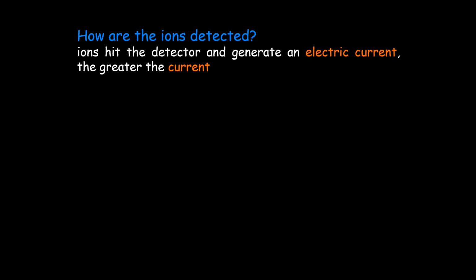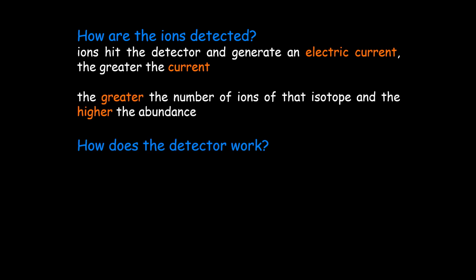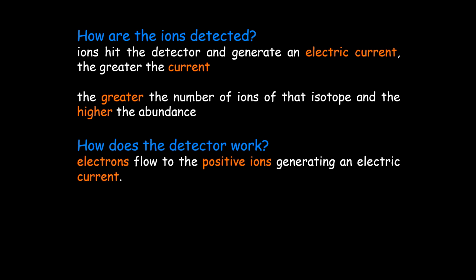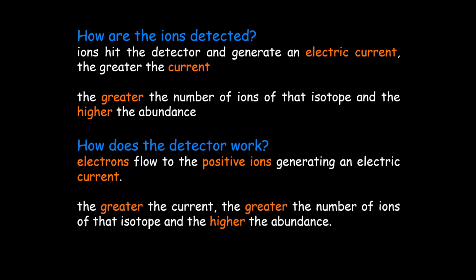Ions hit the detector and generate an electric current. Now the greater the current, the greater the number of ions of that isotope and the higher the abundance. So electrons flow to the positive ions, generating an electric current. The greater the current, the greater the number of ions of that isotope, and the higher the abundance.